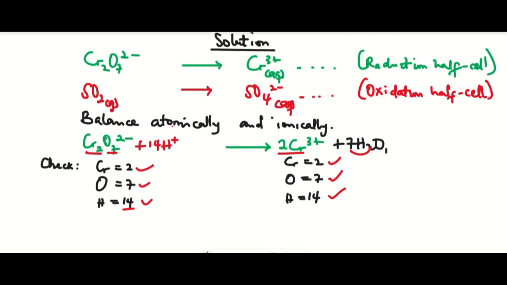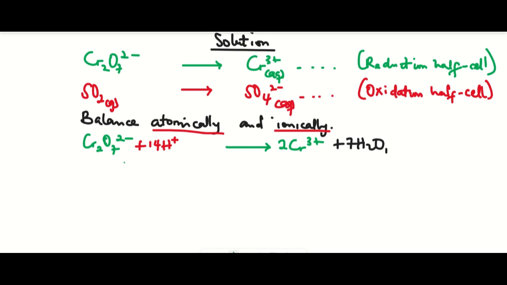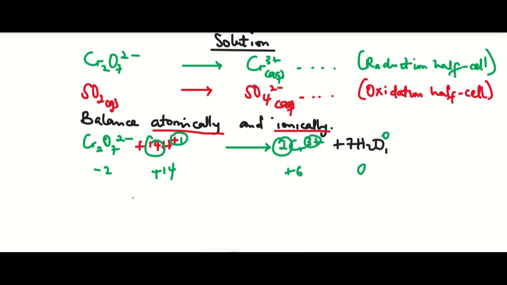With that, we've been able to balance the reduction half cell equation atomically. And now we have to balance ionically. To balance ionically, multiply the charge of the radical by its coefficient. That will give us -2, and this is +1 times 14, that gives us +14, and here we have +3 times 2, that gives us +6. H2O has no charge, hence the charge is 0. 0 times 7 gives us 0. In the end, we have +12, and this gives us +6.